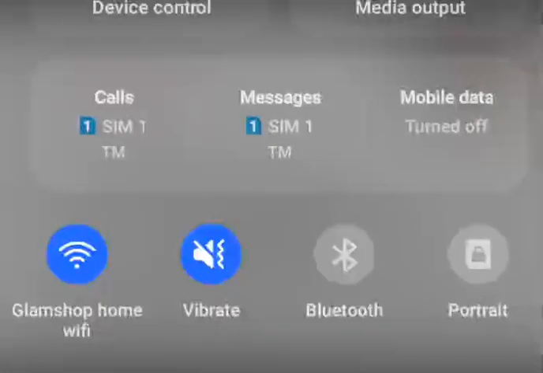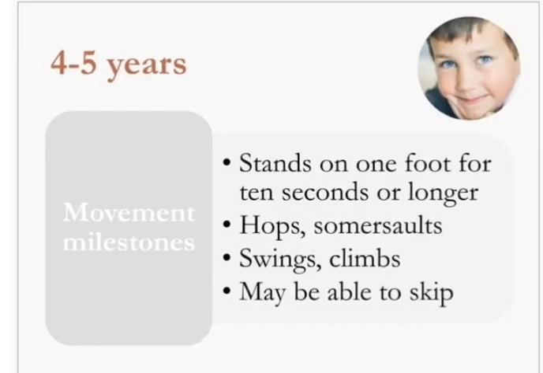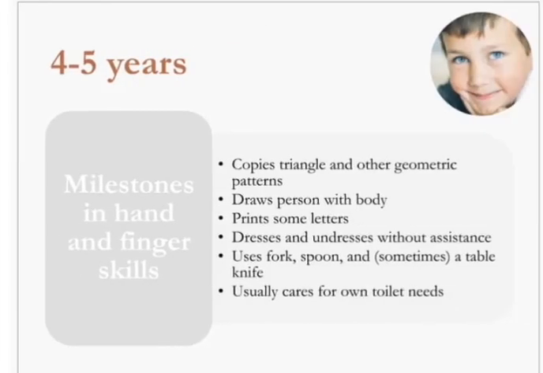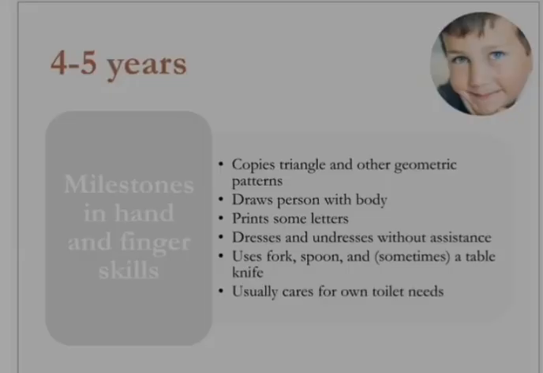Social and emotional milestones: plays with mom and dad, dresses and undresses, is more independent, negotiates solutions to conflicts, and often cannot distinguish between fantasy and reality. At 4 to 5 years, the movement milestones are: stands on one foot for 10 seconds, swims, climbs, may be able to skip. In hand and finger skills, they usually care for their own toilet needs, print some letters, and draw a person with a body.